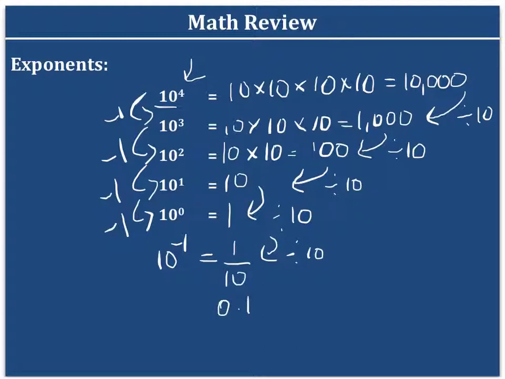So in general, when you have a negative exponent, let's write this in general. Let's say 10 to the negative x. What that equals is 1 over 10 to the positive x. That's just in general what negative exponents are telling you.